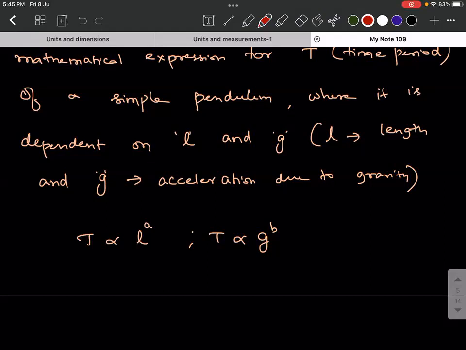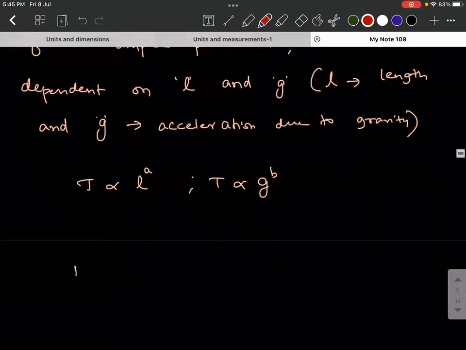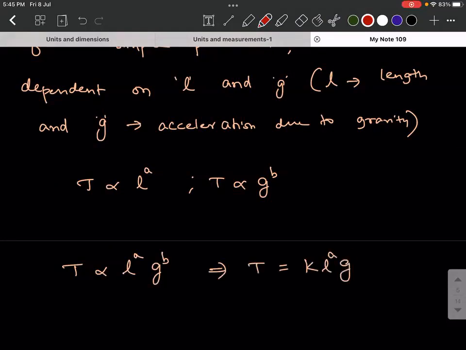Yes. So I can say T is directly proportional to L power a into g power b, which implies T is equal to k times L power a into g power b.